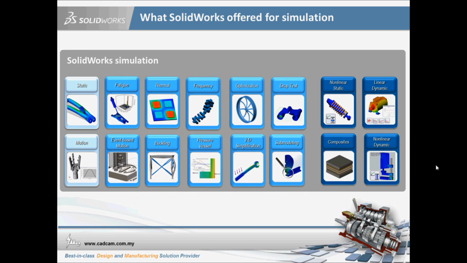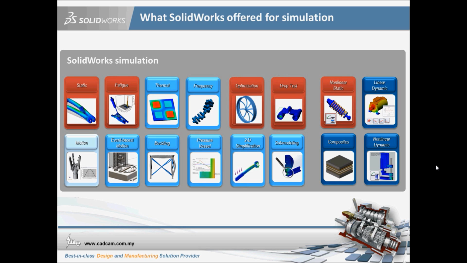First of all, what does SolidWorks offer for simulations? What you see on the screen now are all the features that are available in SolidWorks Simulation. We have the static analysis, the fatigue analysis, thermal, frequency, optimizations, and so on. Out of so many types of simulations, personally I have filtered some recommended features that you should use to improve your product design.